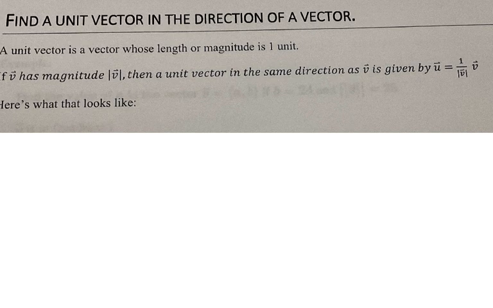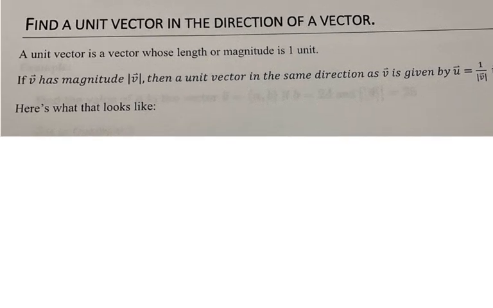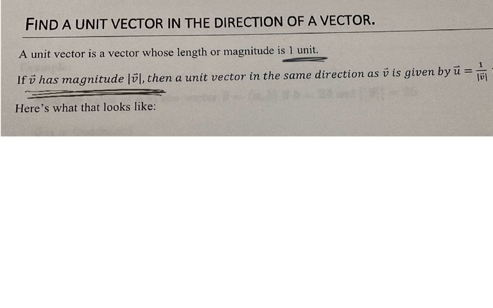So how can I adjust any vector to have a magnitude of 1? Basically, I'm making it its unit vector. I'm going to find its actual magnitude, and then I'm going to divide the vector by that number.